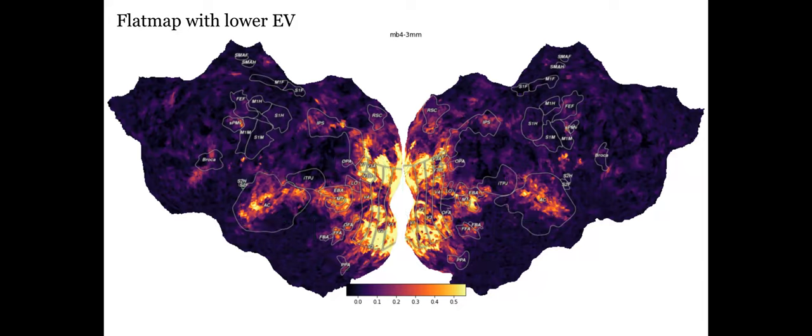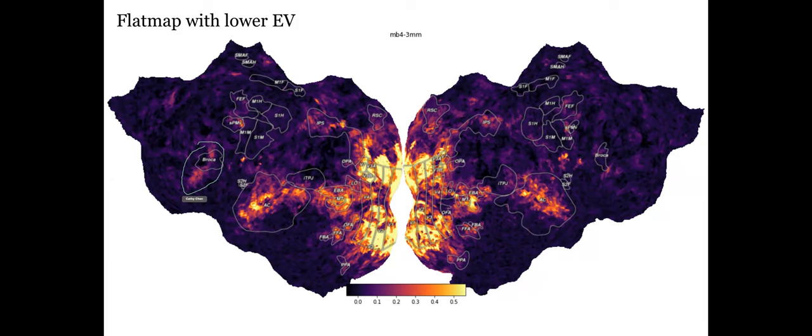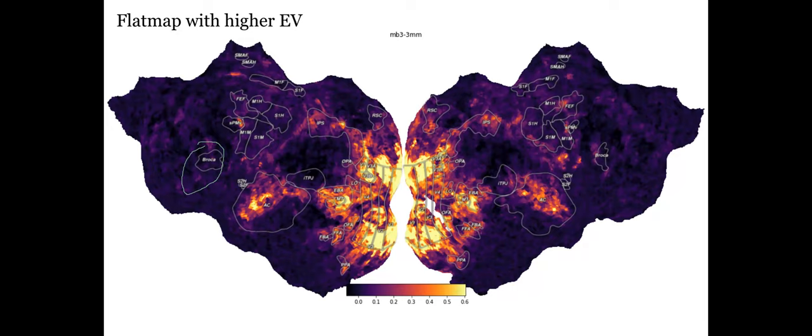And one thing that's interesting is if you compare this EV flat map, looking at, for instance, Broca's area here, between this one, which is the overall lower EV flat map, and the next one, which is the higher EV flat map, even though the multiband 3 3-millimeter sequence was producing higher EV overall, in Broca's area in particular, it's producing substantially lower EV.